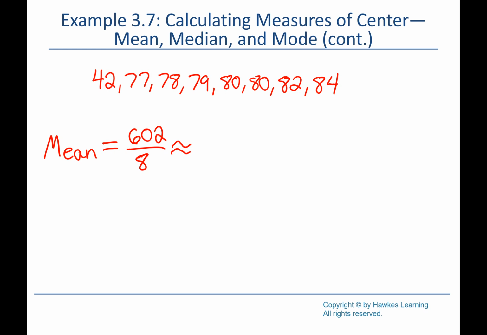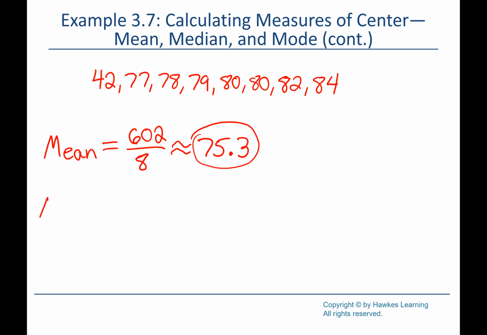But remember our rounding rule, we want to leave one more decimal place than our original data values had. So I'm going to round to one decimal place to 75.3. That 2 will round up to a 3. So there's the mean. Okay.